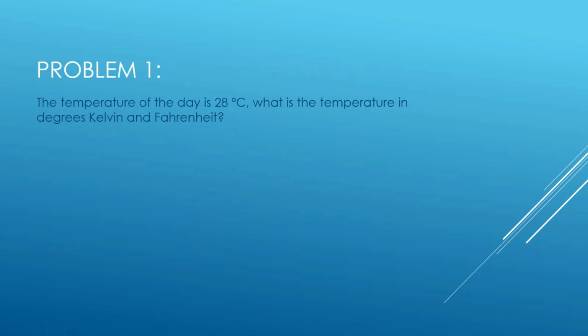Problem 1 in conversion. The temperature on a day is 28 Celsius. It's not that hot. What is the temperature in Kelvin and Fahrenheit? So we have the given, which is this. For Kelvin, just use the formula and substitute the Celsius value of 28. So Kelvin will be 301.15 degrees Kelvin.